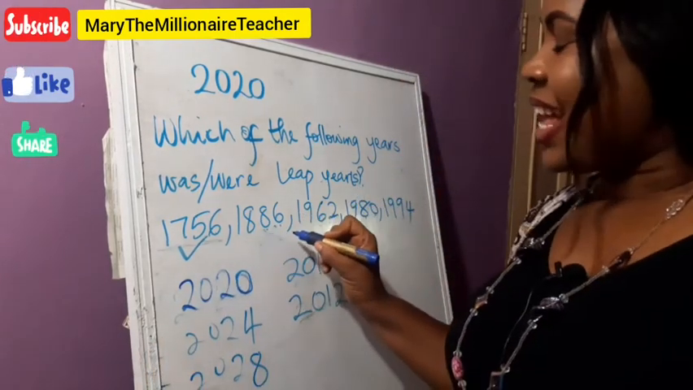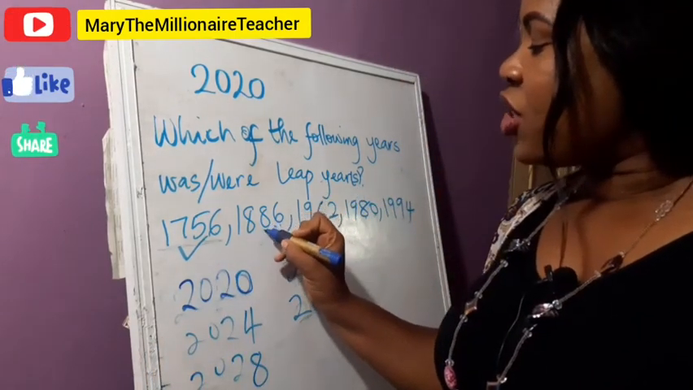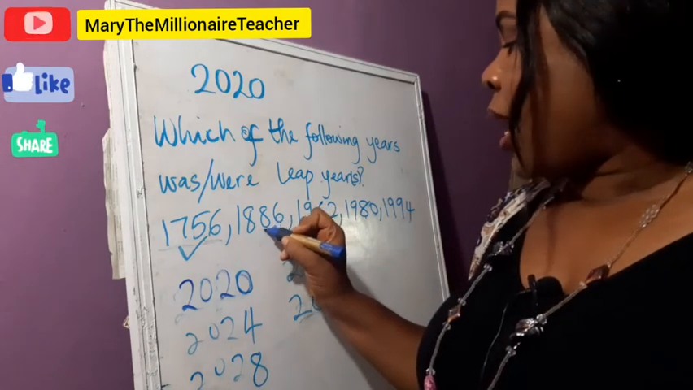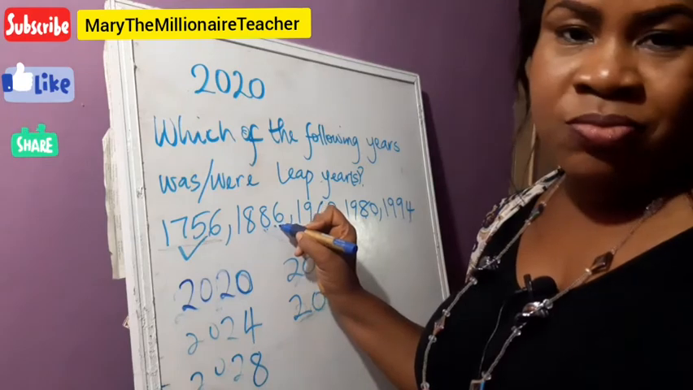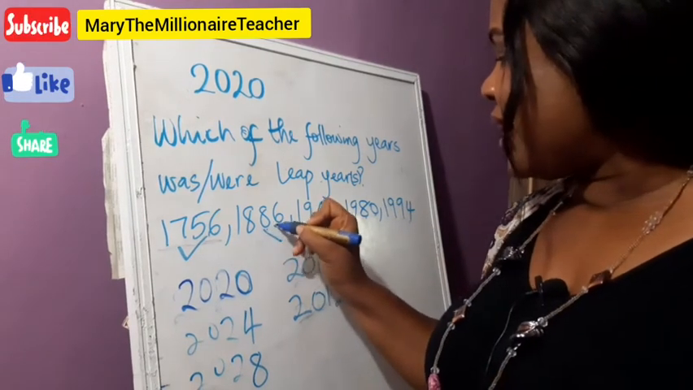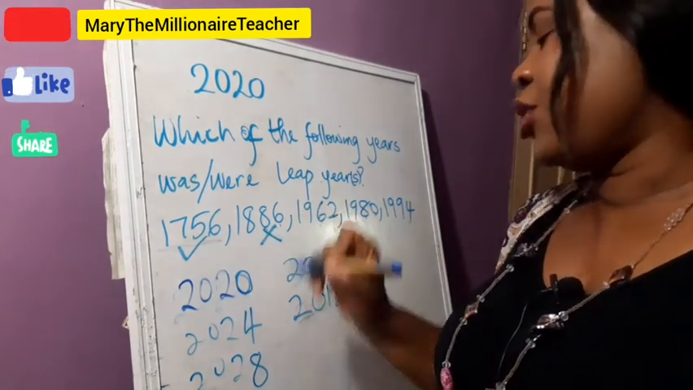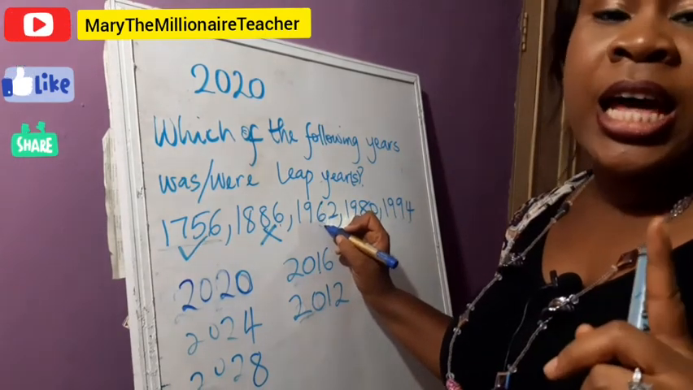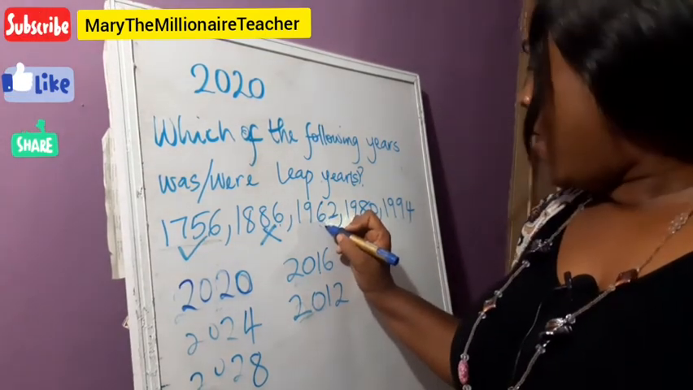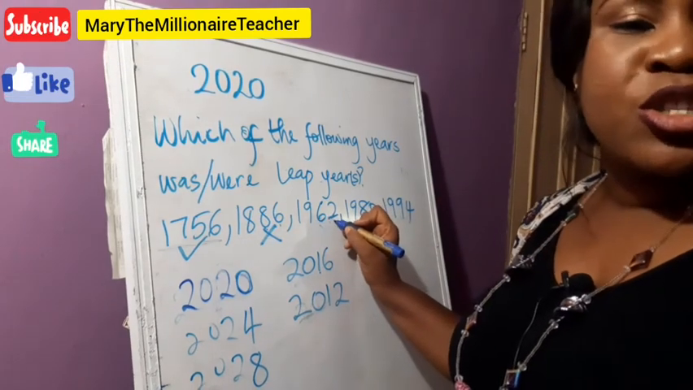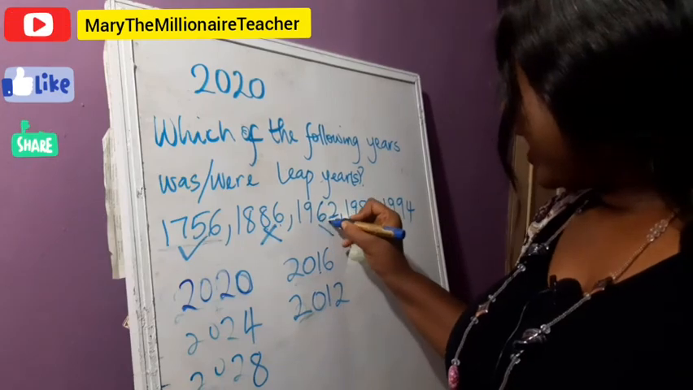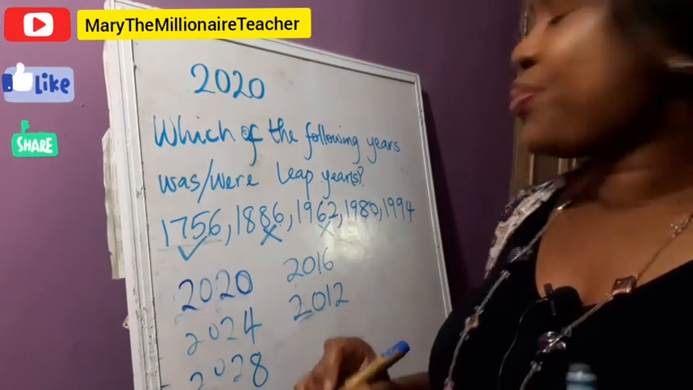Now let us look at this. The third digit is an even number and the last digit is 6. So we know that this is not a leap year. Let's look at this. The third digit is an even number and the last digit is 2. No, it did not follow the rule.